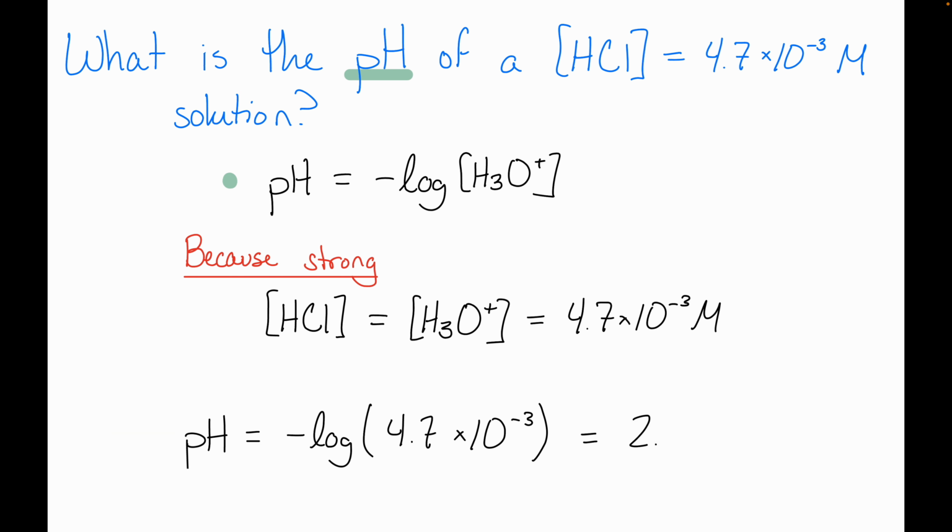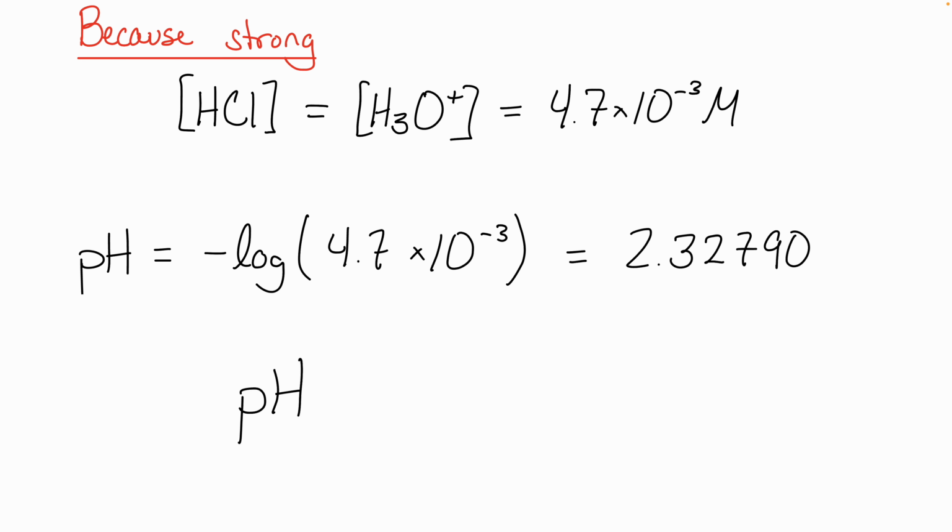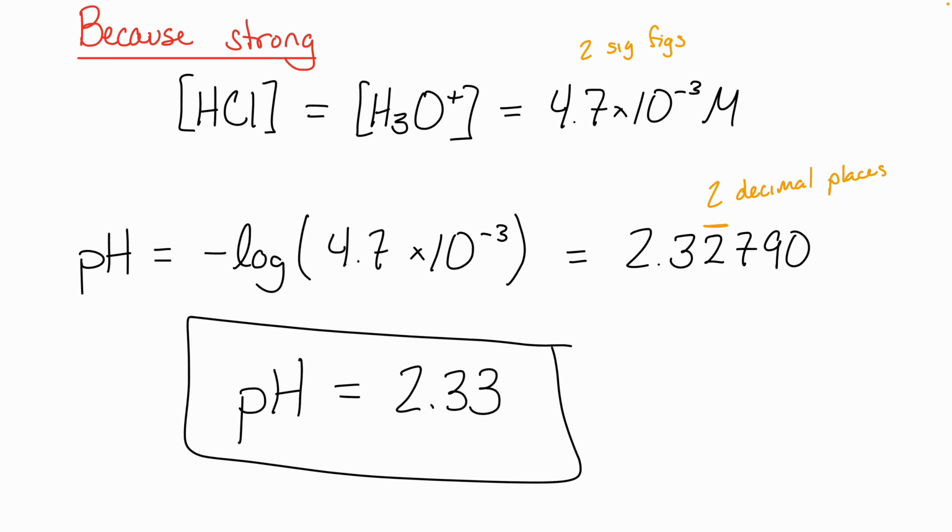All right, so my calculator spits out 2.322, oh, nope, 3.2790. What are my units? Trick question. Yeah, we don't have units for pH. And how am I going to round my pH? 2 decimal places, right? Because I got 2 sig figs up here in my concentration. So I need 2 decimal places for my pH. So 2.33, no units. Boom.